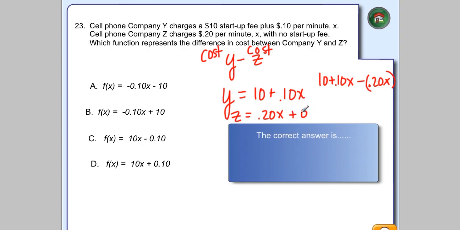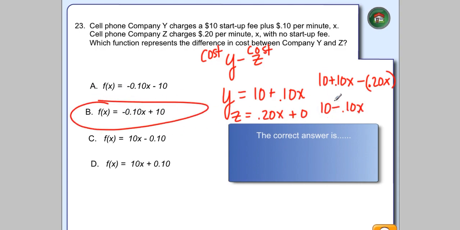It would matter if this one did have a startup fee because you'd have to distribute it through. So you'd do minus whatever that startup fee was. So simplifying this, nothing goes with the 10, but 0.10 minus 0.20 would be minus 0.10 again. So your answer there would be B. It's in a different order, but the signs are with the same numbers.